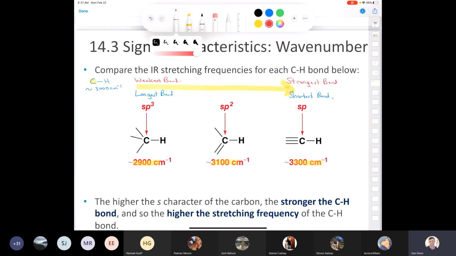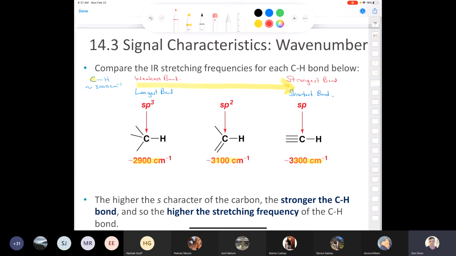If you go from an sp3 hybridized carbon to an sp2 to an sp, what happens to the bond length between the carbon and the hydrogen? Well, an sp3 orbital is bigger than an sp2, and an sp2 is bigger than an sp. As the orbitals get smaller and smaller, as we go from sp3 to sp2 to sp, the overlap of the orbitals gets closer and closer, right, and stronger and stronger. And so the answer is this: an sp hybridized carbon-hydrogen bond is going to be the shortest bond, and therefore it's going to be the strongest of all of these, okay?